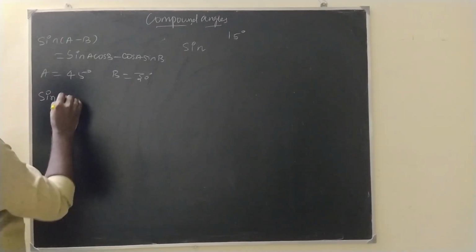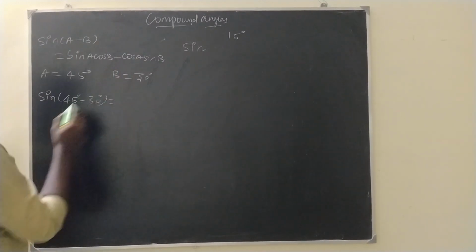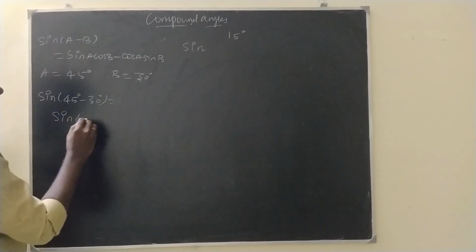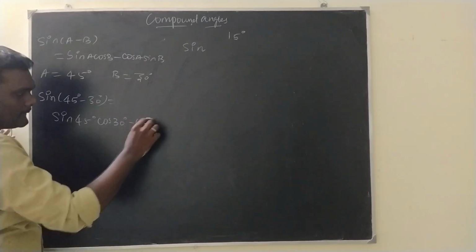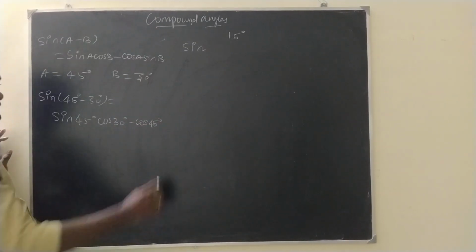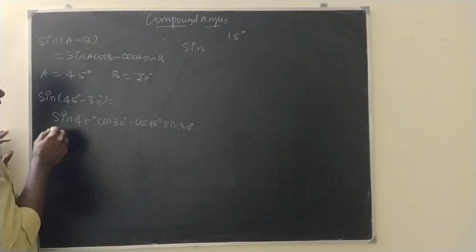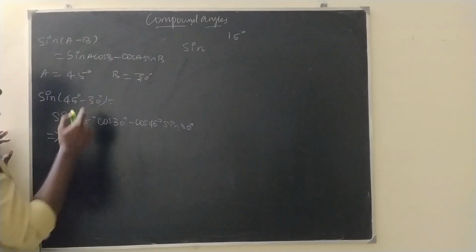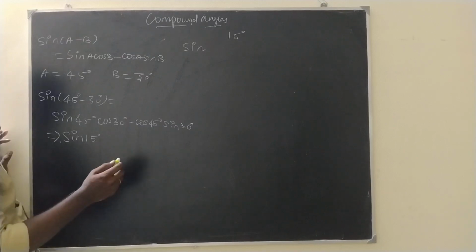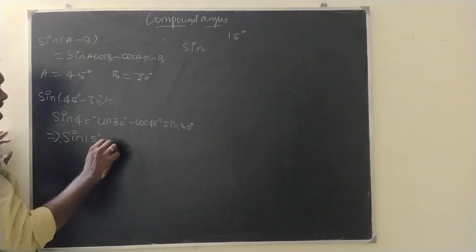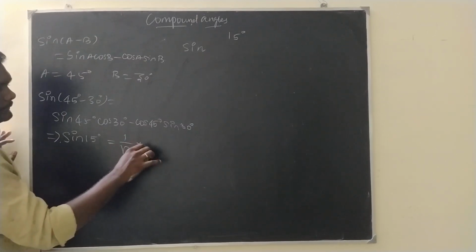So sin of 45 degree minus 30 degree equals sin A cos B minus cos A sin B. So here what will come? 45 minus 30 is sin 15 degree. Then sin 45 is 1 by root 2.